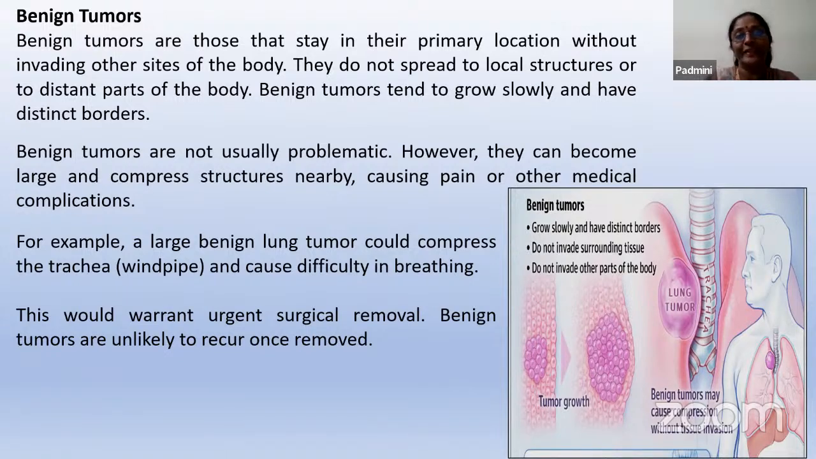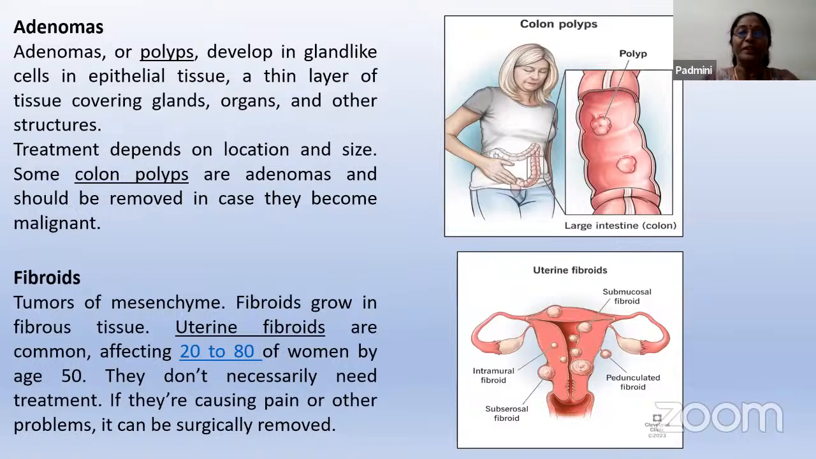Sometimes when the doctor says yes, it has to be removed, then you have to go for surgery, but you don't have to worry that it is going to be a malignant one. So what are the different types of benign tumors over here?